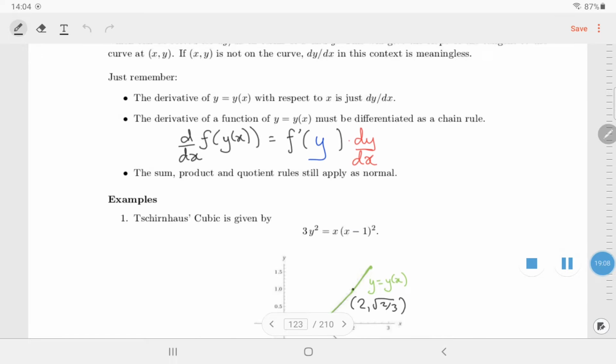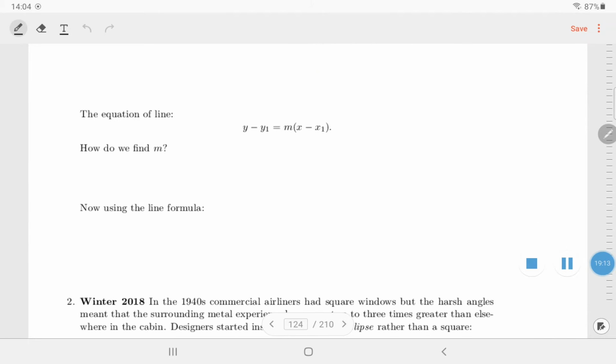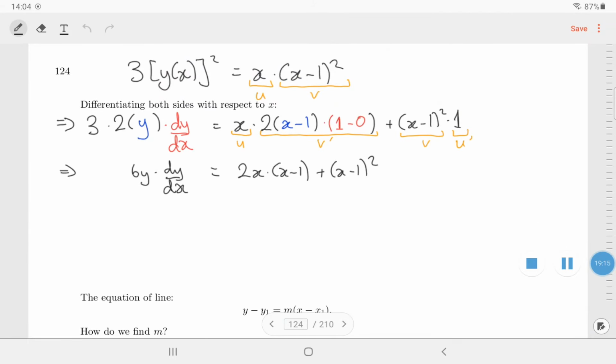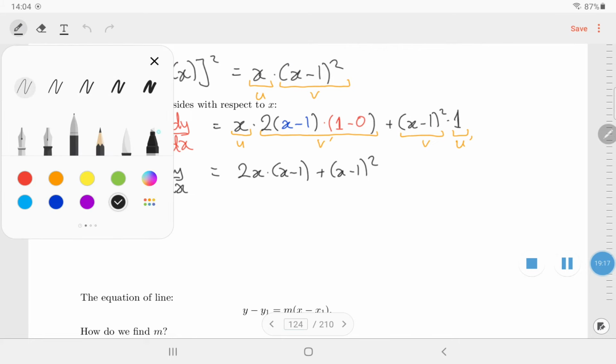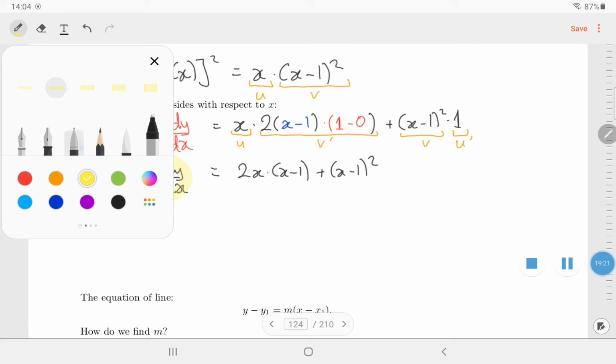First question is, use implicit differentiation. Yeah, so we find dy/dx. We're nearly there. We've got an equation now in x, y, and dy/dx, and what we want to do is solve for dy/dx. So all we have to do is divide both sides by 6y.